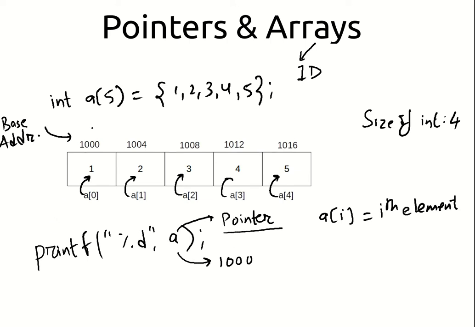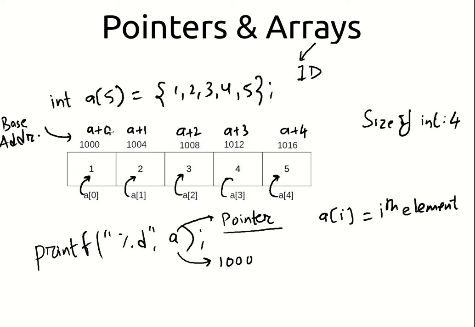So if A is 1000, if I perform A plus 1, I'll get the next address, the address of the next element in this array. Similarly, A plus 1 will give me 1004, A plus 2 is 1008, A plus 3 is 1012 and A plus 4 is 1016. The first element has the address A, or this can also be written as A plus 0.